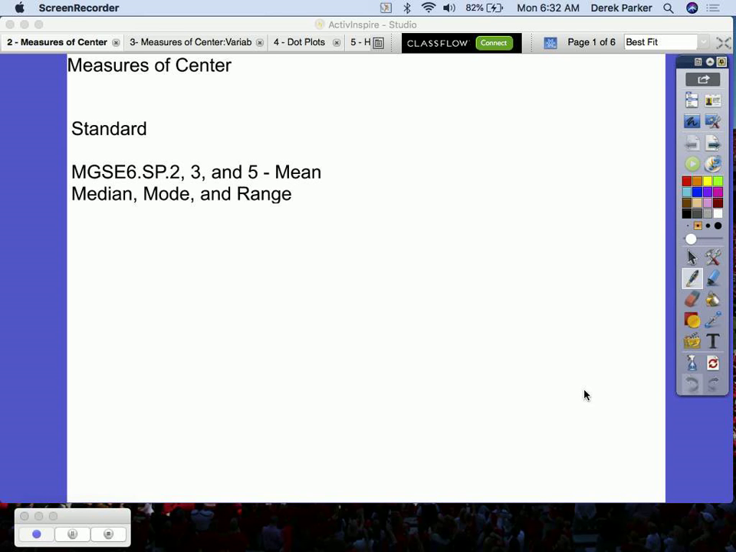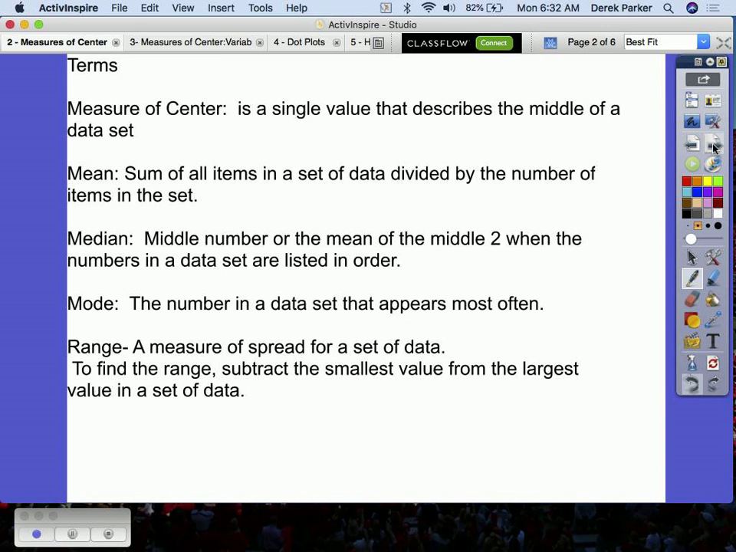In this standard, SP 2, 3, and 5, we're going to learn about the measures of center. This deals with mean, median, mode, and range. Terms to know: measure of center is a single value that describes the middle of a data set. Mean is the sum of all items in a set of data divided by the number of items in the set. This is also called the average.